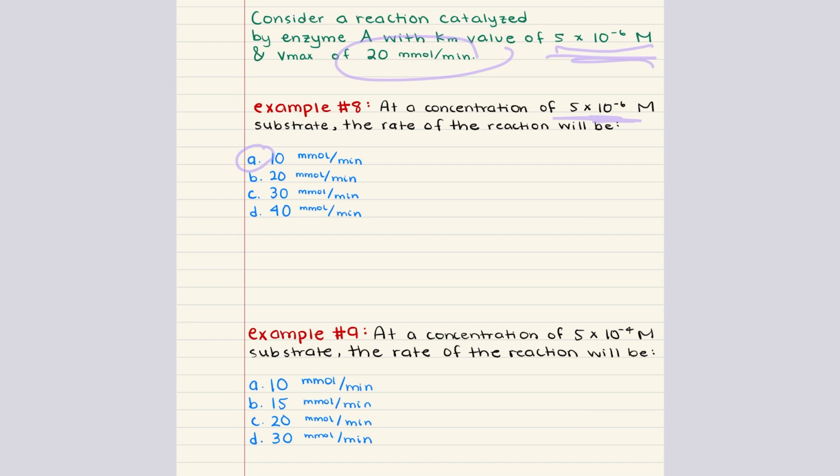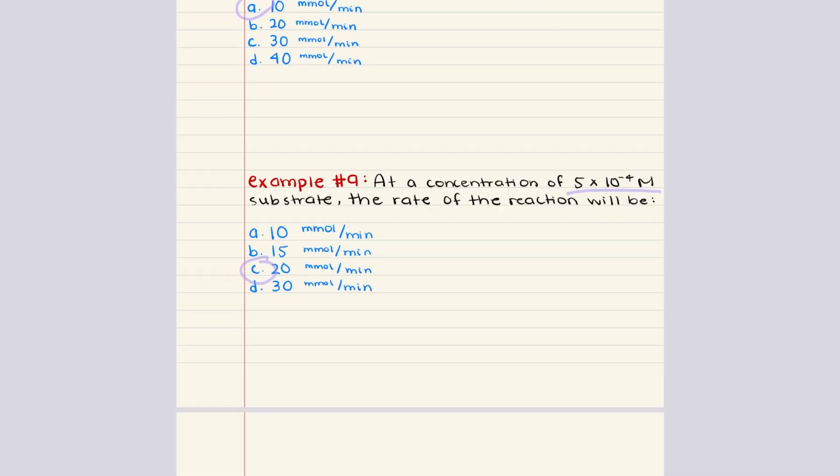Problem 9 says at a concentration of 5 times 10 to the negative 4 molar substrate, the rate of the reaction will be blank. Now, the substrate concentration is 5 times 10 to the negative 4 molar. This is 100 times greater than Km. When substrate concentration is much greater than Km, then the enzyme is saturated and the rate approaches Vmax. That means the rate is approximately equal to 20 millimolar per minute, and the correct answer for 9 is C. Let's move on to problem 10.